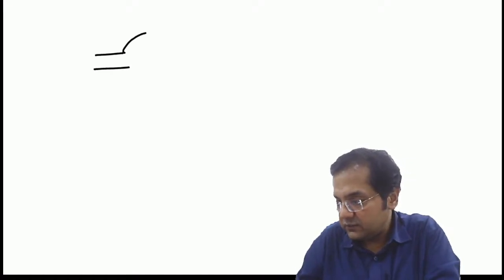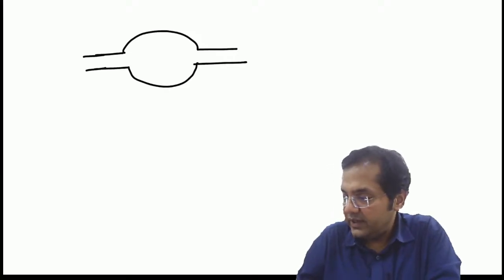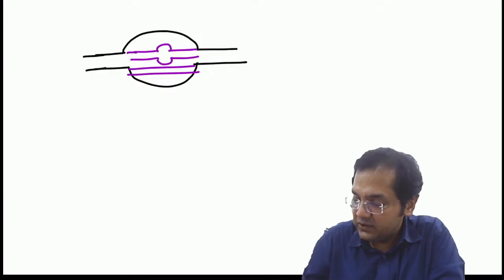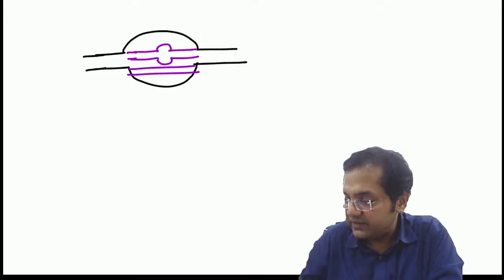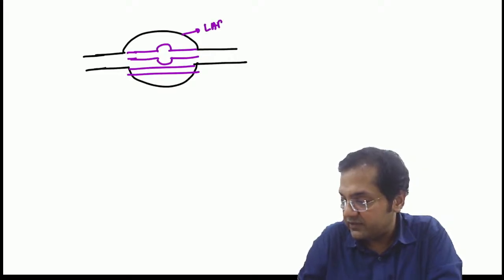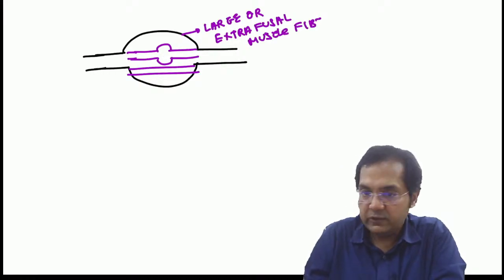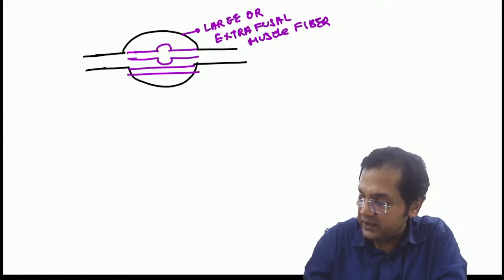Muscle spindle, let's quickly recap. This is a large muscle fiber. Inside this, we have a muscle spindle which is having a bulge. The other one is straight, right? Because these fibers are inside the large muscle fiber, this is the large or the extrafusal muscle fiber. Inside this, these spindles are there.